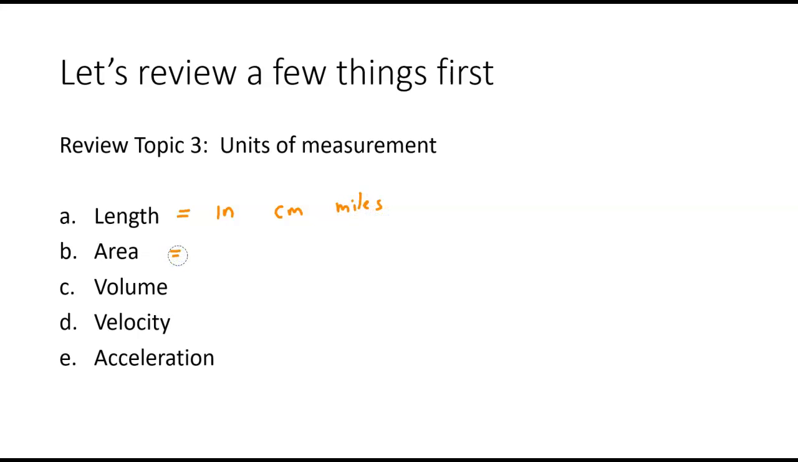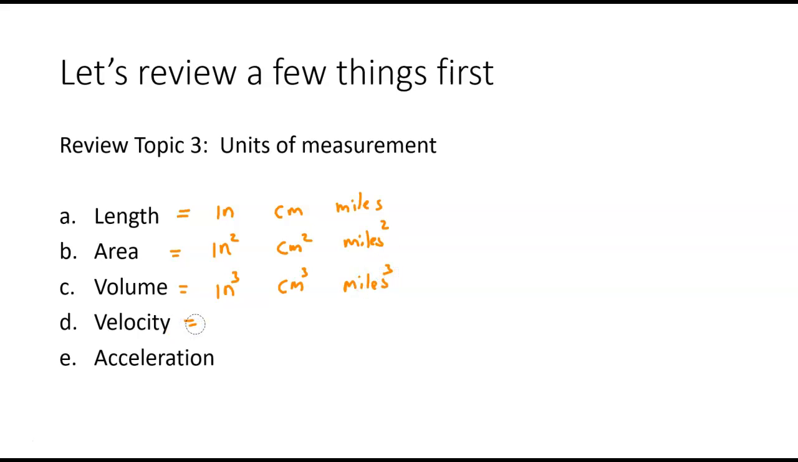Area, though, is always measured in square units. So, for instance, square inches, square centimeters, or square miles. Volume is always measured in cubic units. So that would be cubic inches, cubic centimeters, or cubic miles.